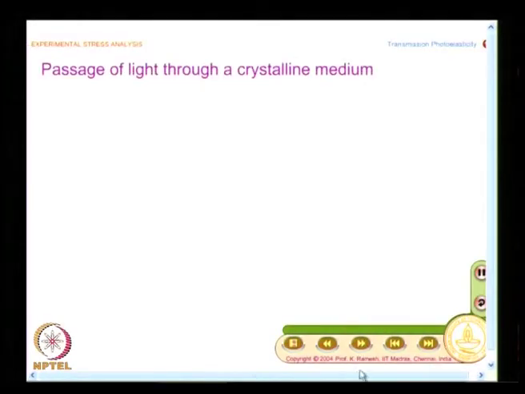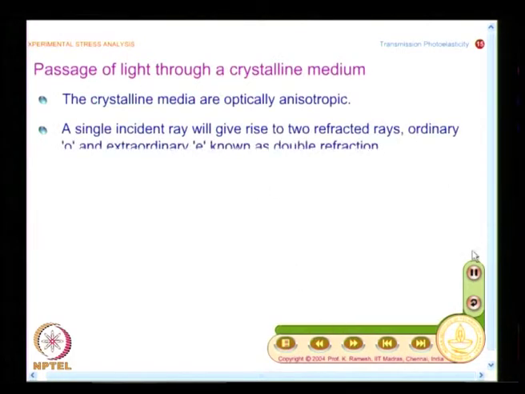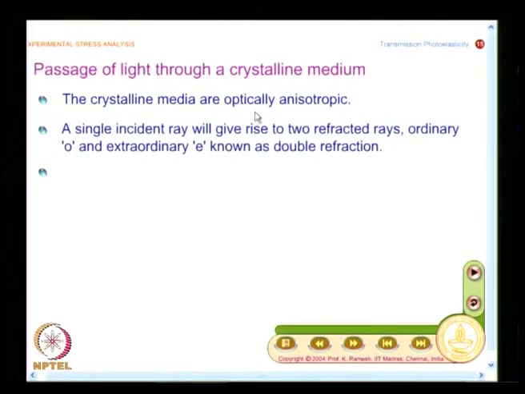What happens when light passes through a crystalline medium? The first observation is that crystalline media are optically anisotropic. How do you define isotropy? If the property is the same along all directions, then you call that isotropic. If the property is a function of direction, then it is anisotropic. So, the first observation is crystalline media are optically anisotropic.